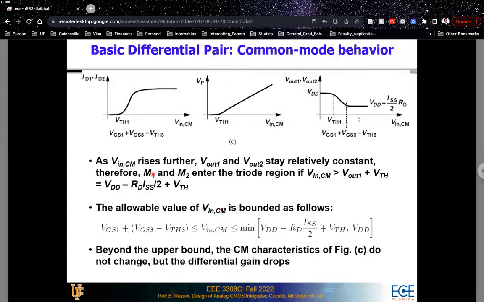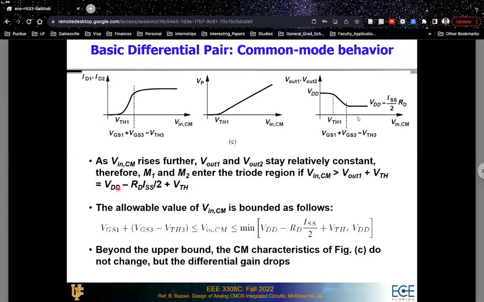The transistor M3 will be in saturation only if this condition is satisfied. On the other hand, the transistors M1 and M2 will be in saturation if the Vin,CM is less than VDD minus RD ISS over 2 plus VTH. So Vin,CM will be in a particular range of voltages. So this is the minimum voltage that you can have, and that's the maximum voltage you can have.